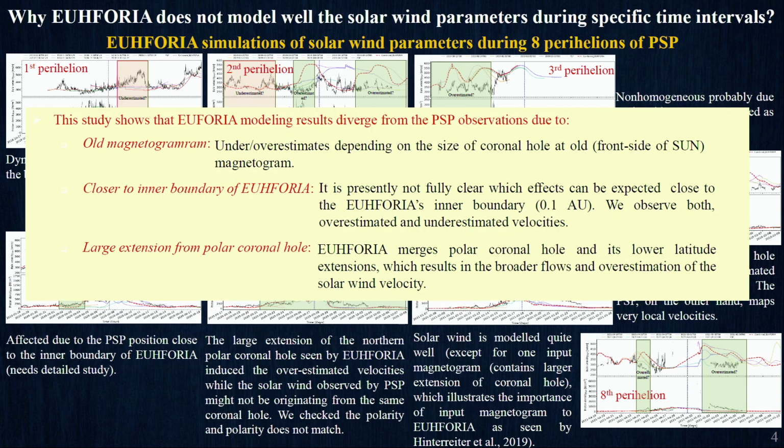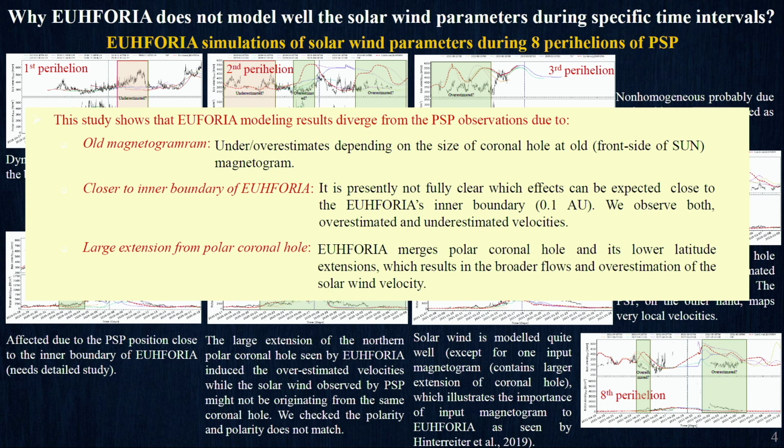So when we looked into the reasons for the discrepancy between PSP data and the modeled solar wind, we found three main reasons. One of them is the use of old magnetogram as input to the EUHFORIA. EUHFORIA used the old magnetogram, which had the size of the coronal hole before it rotated to the far side. So it either overestimated or underestimated depending on the size in its old magnetogram.